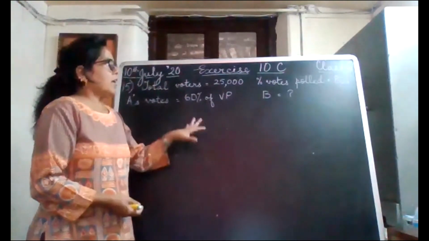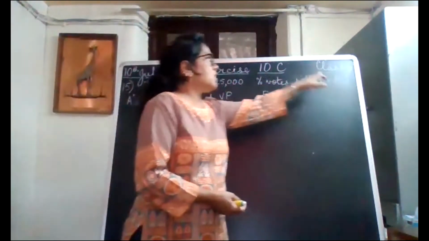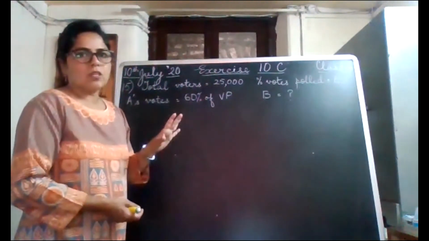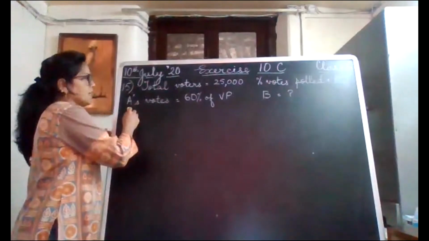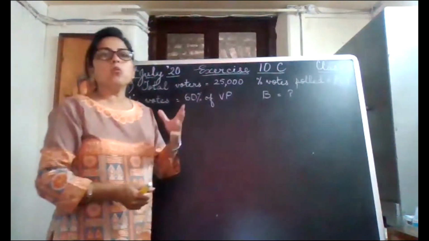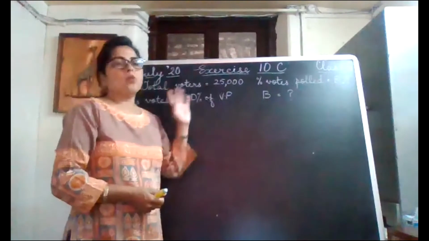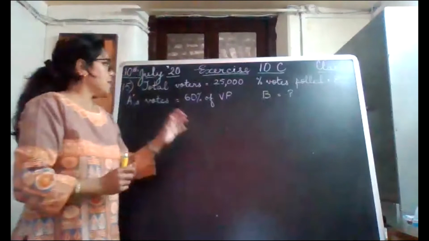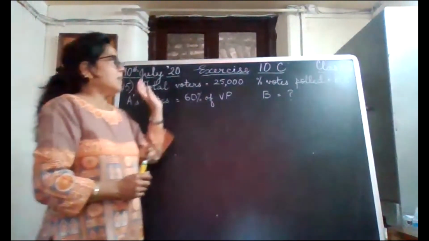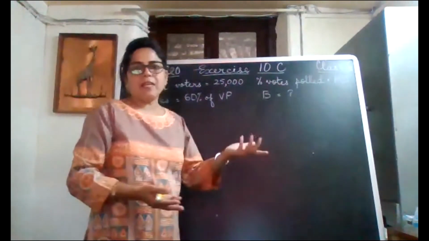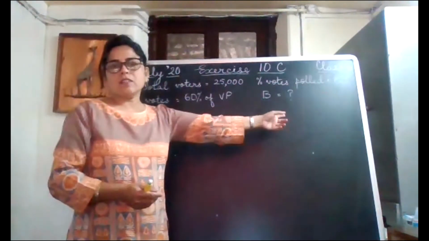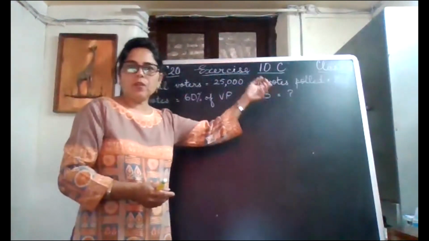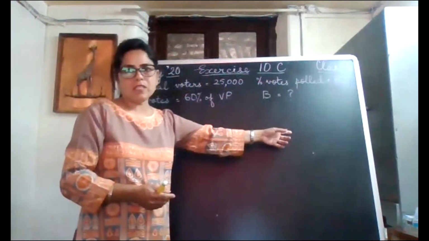So in this particular case, only 80% of these voters managed to go and cast their vote. And A is getting 60% of the people who polled. Voters who polled. Means 60% of those people who went and cast their vote. Those many votes A got. And how many votes did B get? Now there are only two contestants. There's only A and B. So if we know A's votes, from the votes which are polled, we can subtract and get B's votes.